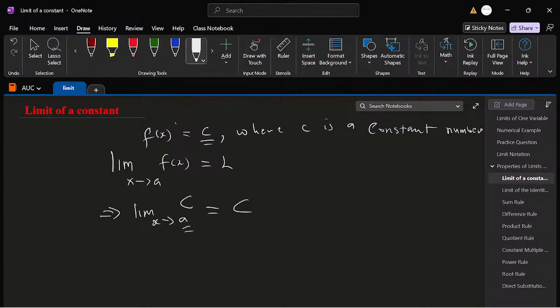So let's look into an example. Let's say you are asked to find the limit as x approaches 3, for instance, of 5, okay. So 5 is the function here, and the value of x approaches 3. So this is the input, and don't forget, irrespective of what the input is, the output is always the constant, so it will be equal to 5. So that will be the limit of 5 as x approaches 3.